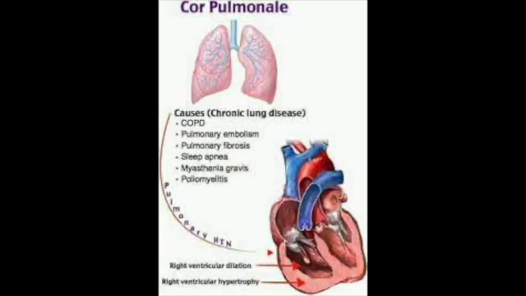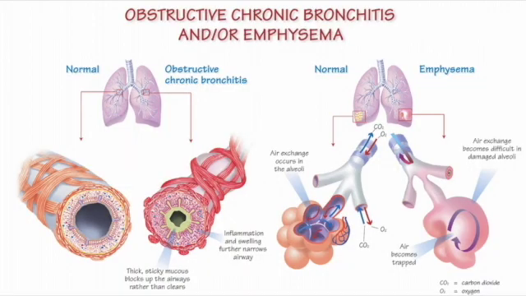CBC: increased hemoglobin and hematocrit due to the chronic hypoxia, so more erythropoiesis. The kidneys stimulate more erythropoiesis from the long-term hypoxia. And on ABG, a respiratory acidosis, because they're severely hypoxic and hypercapnic. So next, just to summarize the differences between emphysema and chronic bronchitis.